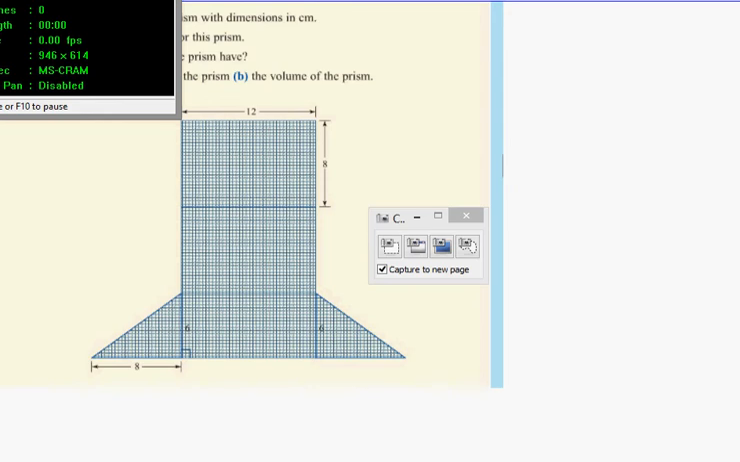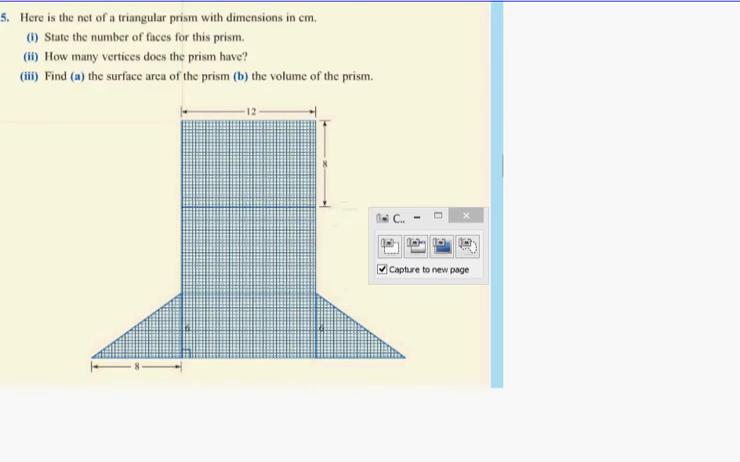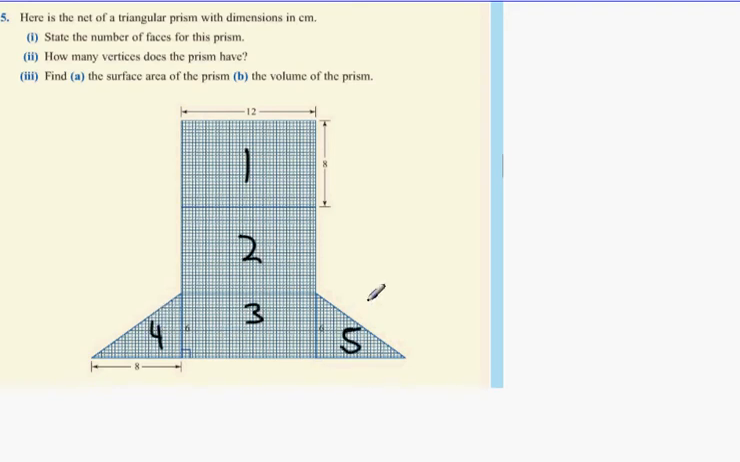It's number 5, and it says, here's the net of the triangular prism with dimensions in centimetres. State the number of faces for this prism. So it's going to be 1, 2, 3, 4 and 5. So it's 5.